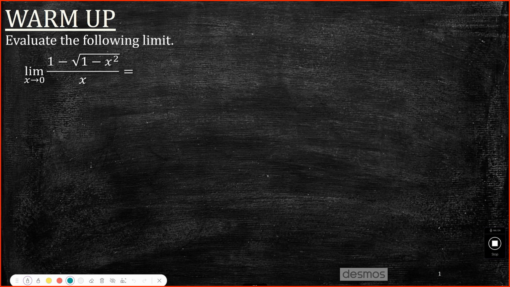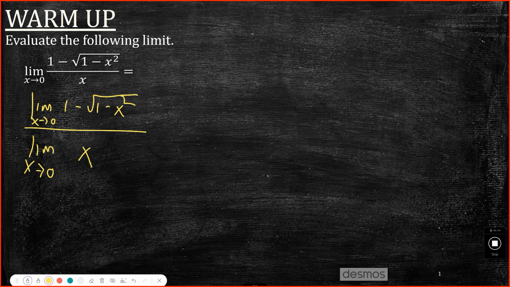We're going to use one of the properties of limits where you've got this fraction here. We can go ahead and do a limit as x approaches 0 of the top, and then do a limit as x approaches 0 of the bottom.